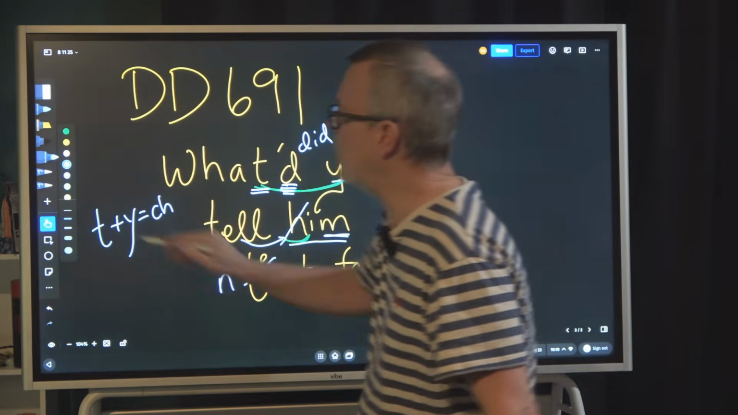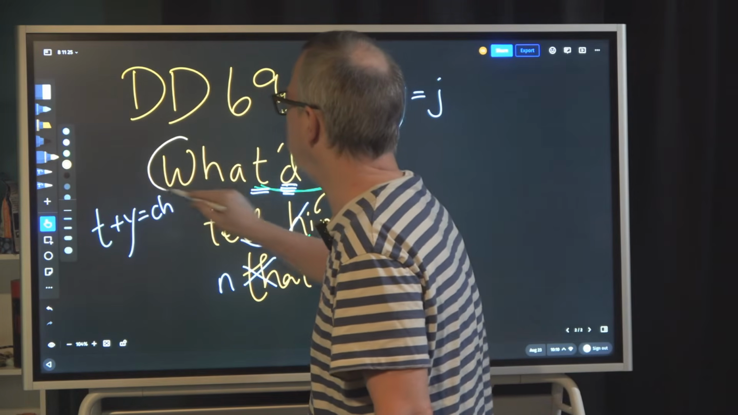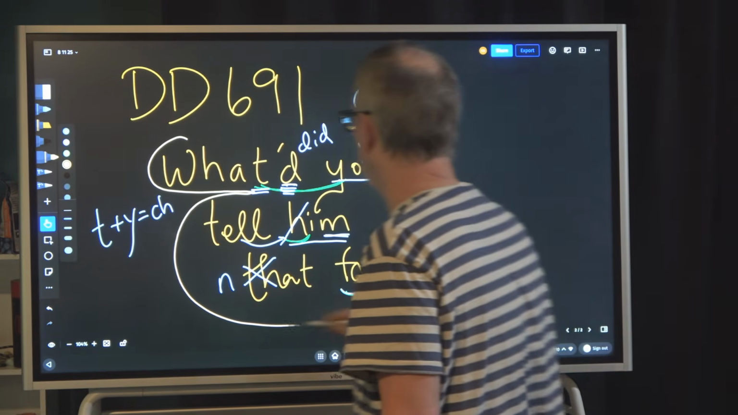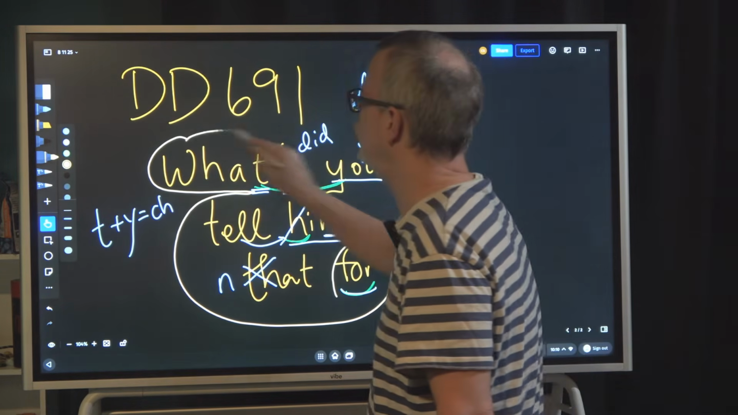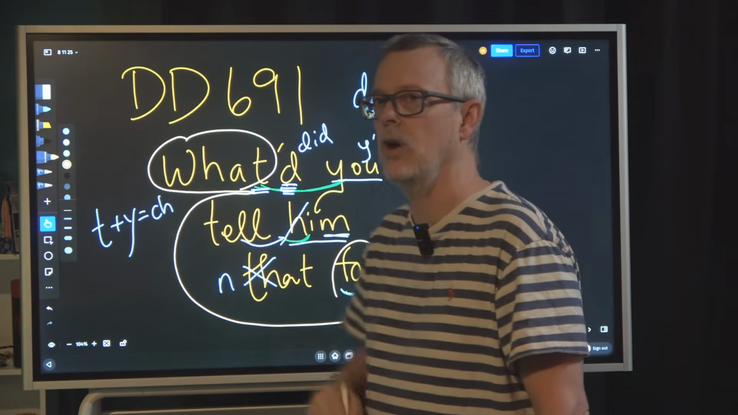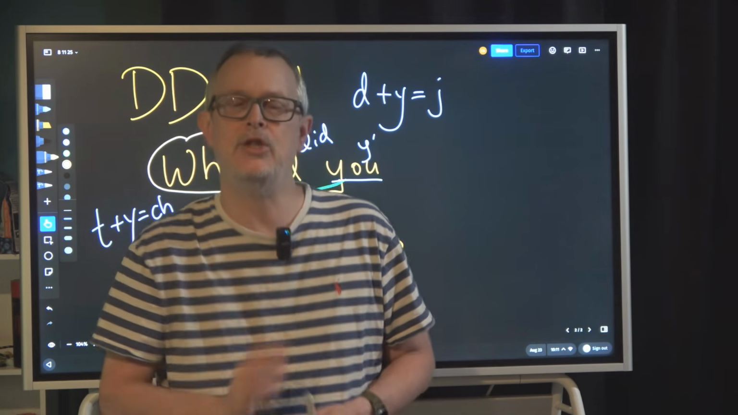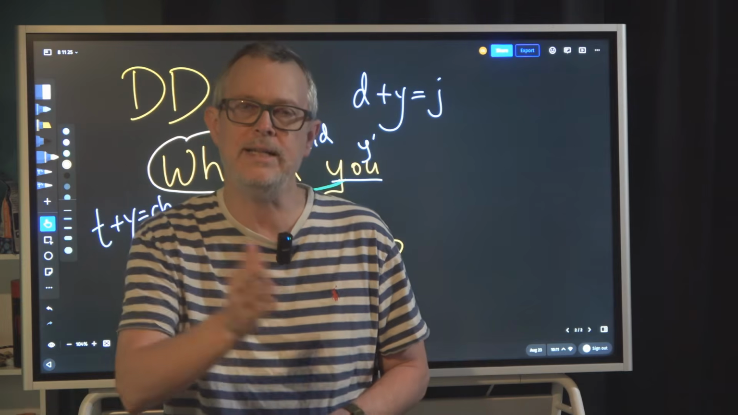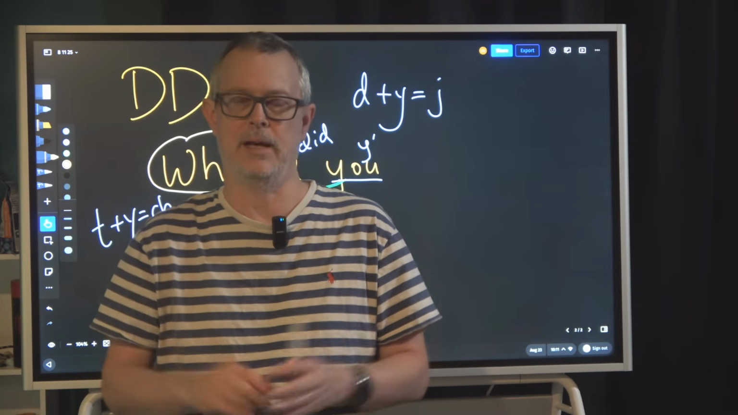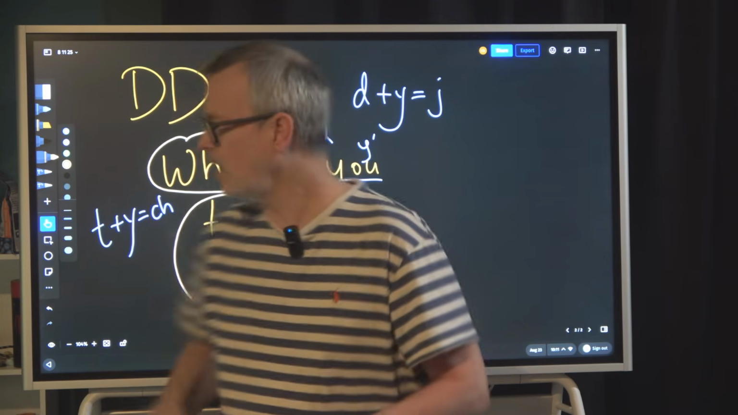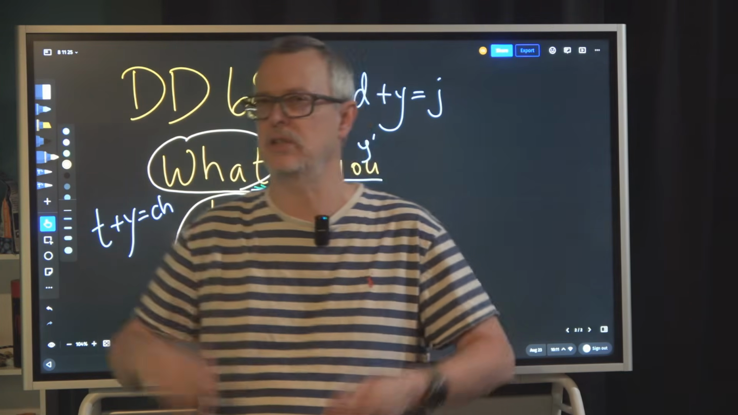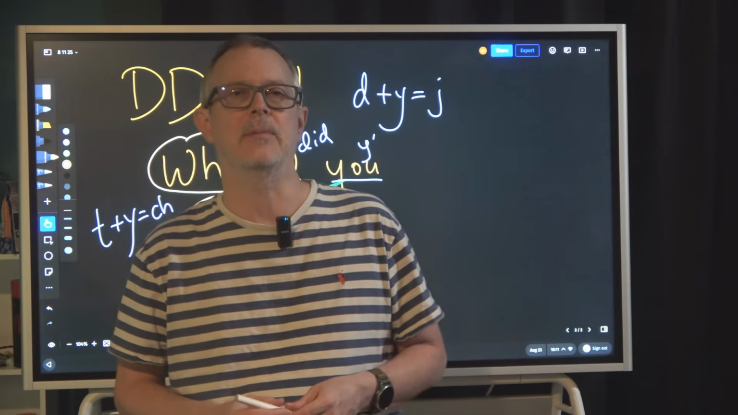Now, there's one more thing I want to point out. We got a what and we got a for. And this is a dual. They work together. What for actually means why. Why did you tell him that? What did you tell him that for? Same thing. Okay? There's actually 4 of these expressions. We talk about it in my DDM classes.